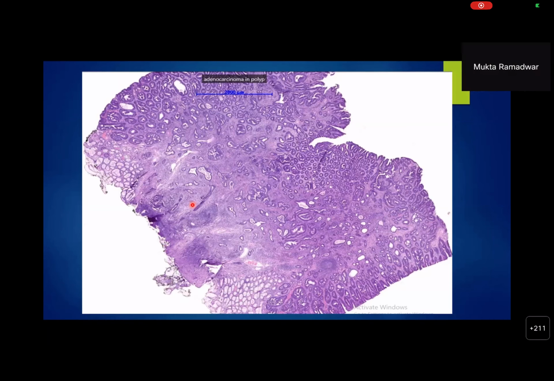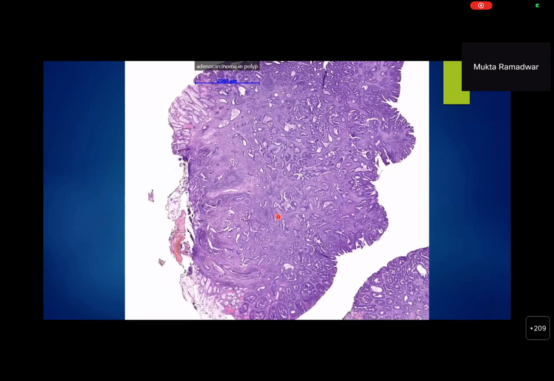You can see cautery artifact along this cautery line. That means that this is a resection margin of this particular polyp. Okay. So even if there wasn't an ink, that is another way of identifying where the cautery has been made, which means it is a resection margin. Okay. Now, Arun, do you still require higher power to make the diagnosis of adenocarcinoma?